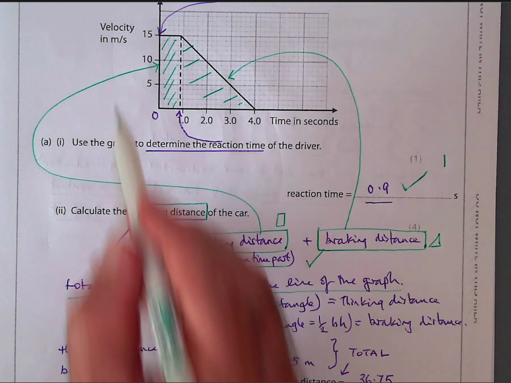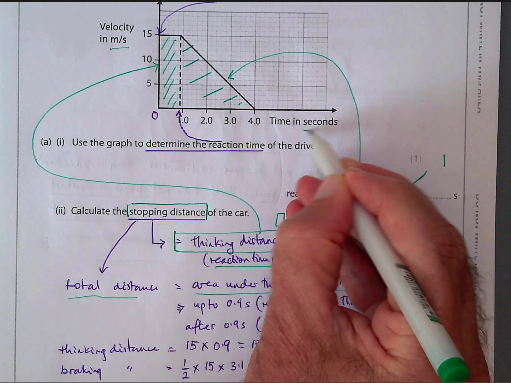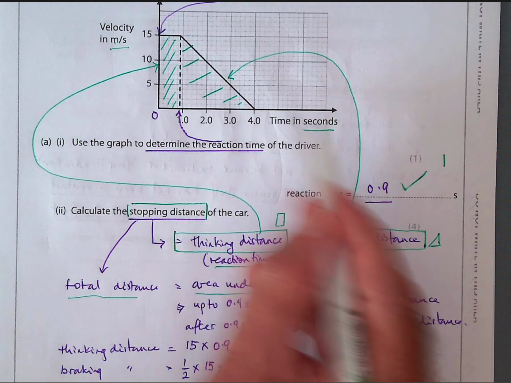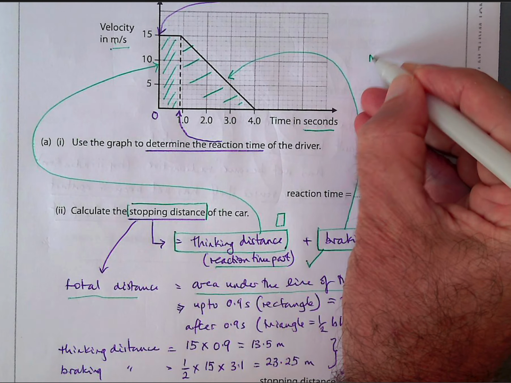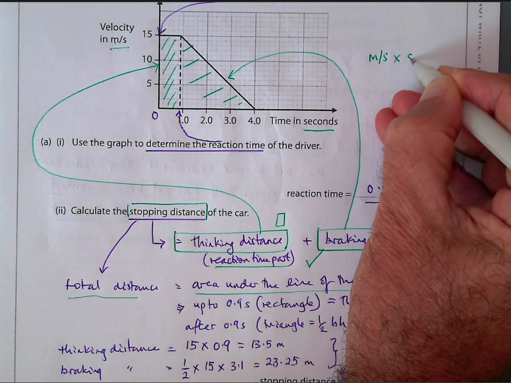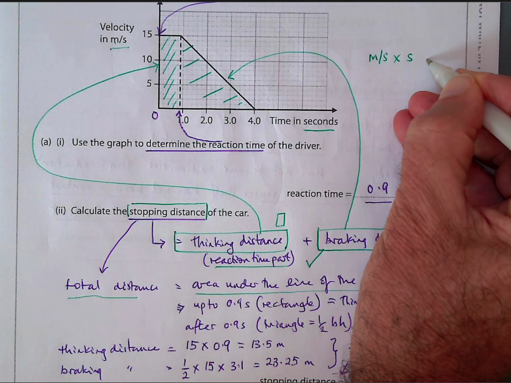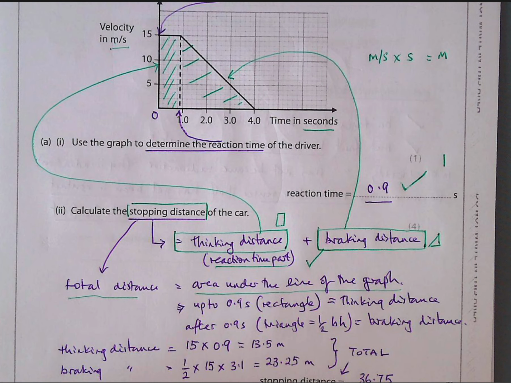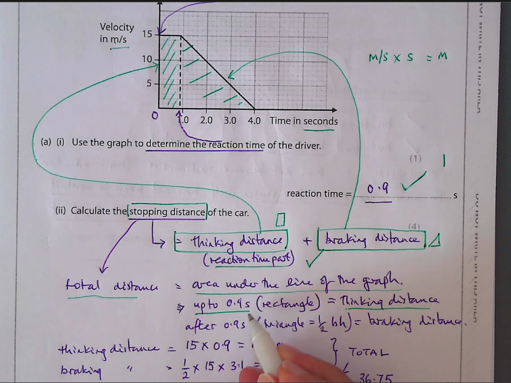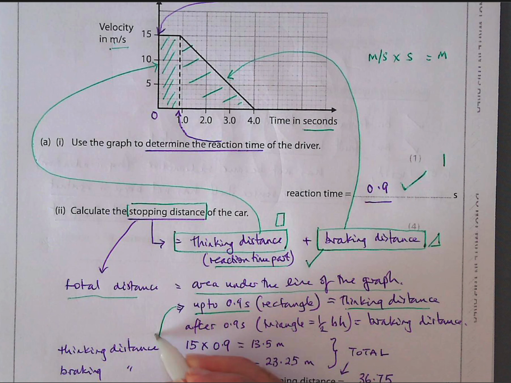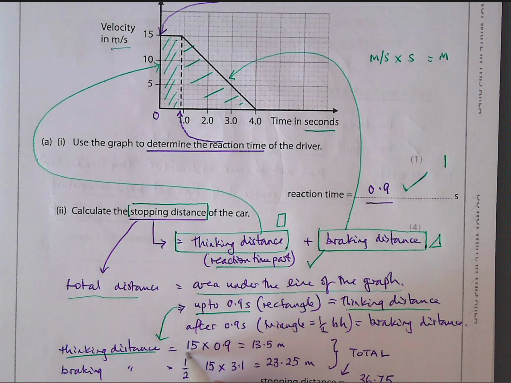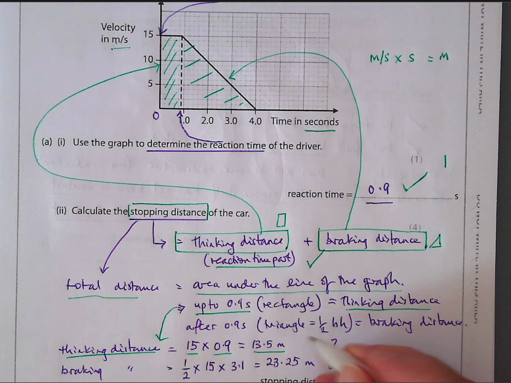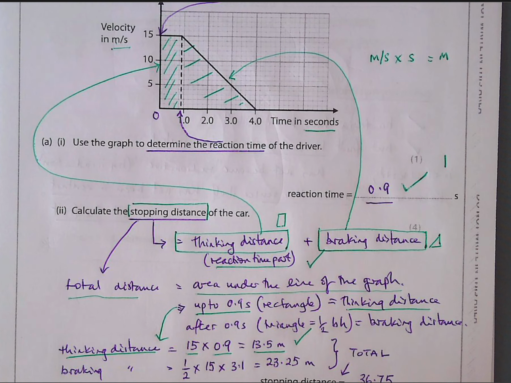If you think about it, you're multiplying meters per second by seconds, so the seconds will cancel out, and that will equal meters. Okay, so up to 0.9 seconds first is the thinking distance, remember? So 0.9 seconds, the thinking distance, is equal to 15, the speed, the velocity, times 0.9, that comes out to 13.5. So you get a mark for calculating that.